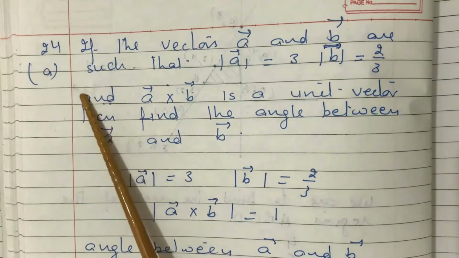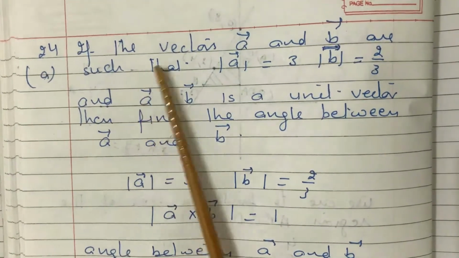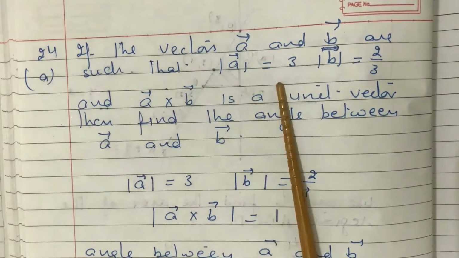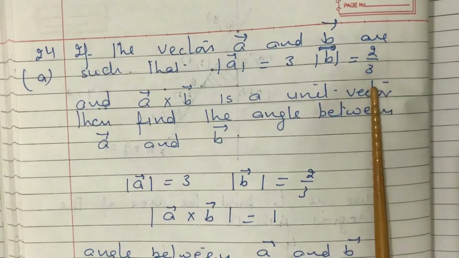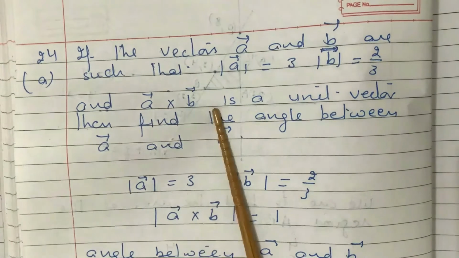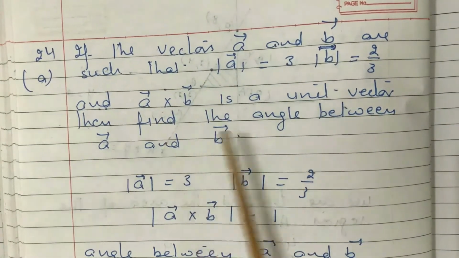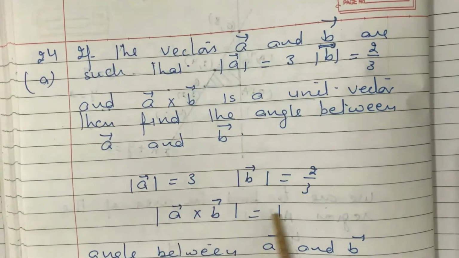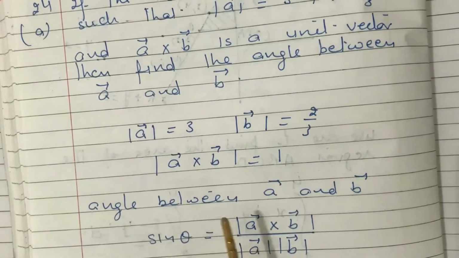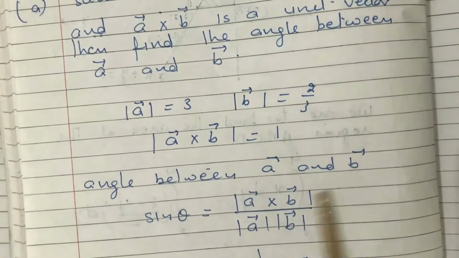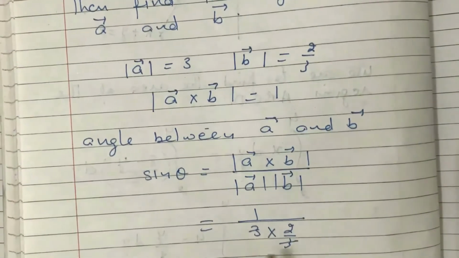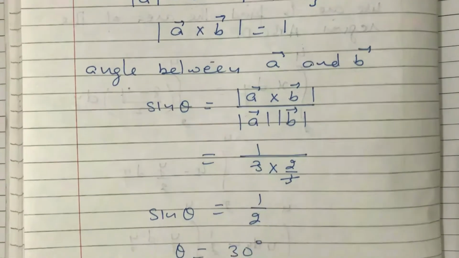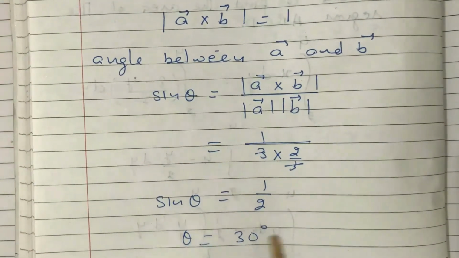Now question number 24, A part. If the vectors A and B are such that magnitude of A is 3, magnitude of B is 2 by 3 and A cross B is a unit vector, then find the angle between vector A and vector B. And we know all this. And angle between vector A and vector B, write the formula, substitute the values and you will get sine theta is equal to 1 by 2. It means theta is equal to 30 degree.